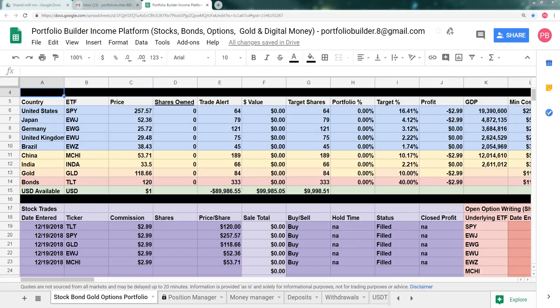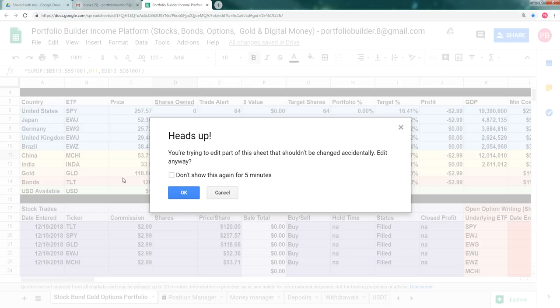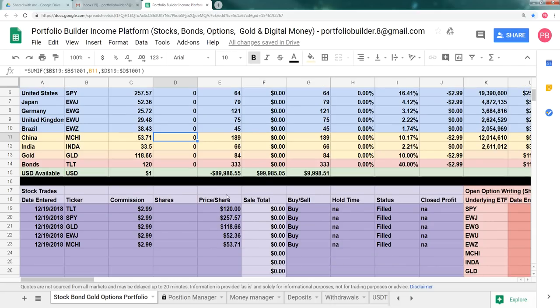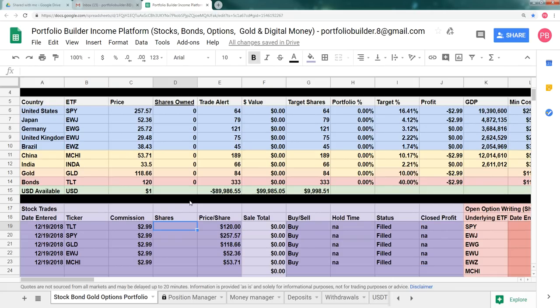So what I've done is I've pre-filled out the dark colored shaded cells, which are the only ones you actually use with Portfolio Builder. Anything that's a light colored cell will actually give you an error if you try to type into it, as you can see here. So I've filled in the price, the current market price. I've put in my commission costs. I've said I'm buying it. There's no hold time. The status will be filled. There's no closed profit because we're opening the position. So now I'm going to determine how many shares. So this is trade alerting 333 shares, but I don't need the extra 33 right now. So I'm going to put 300 in.